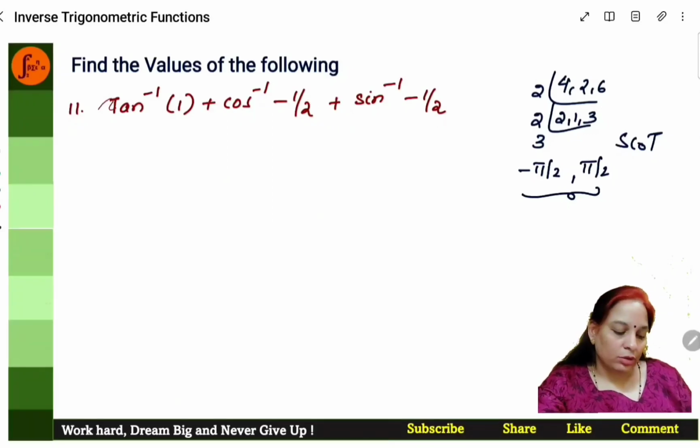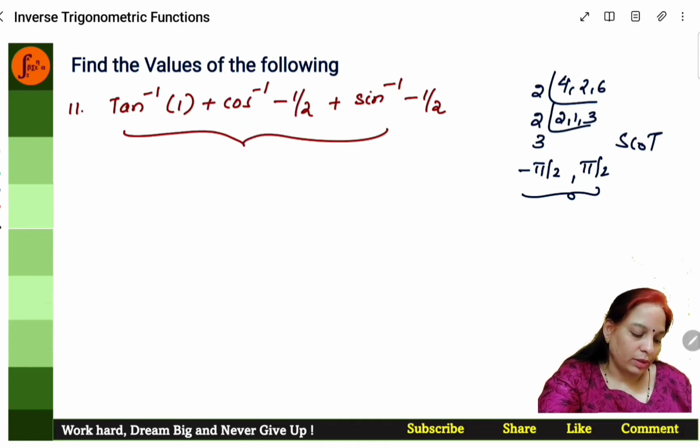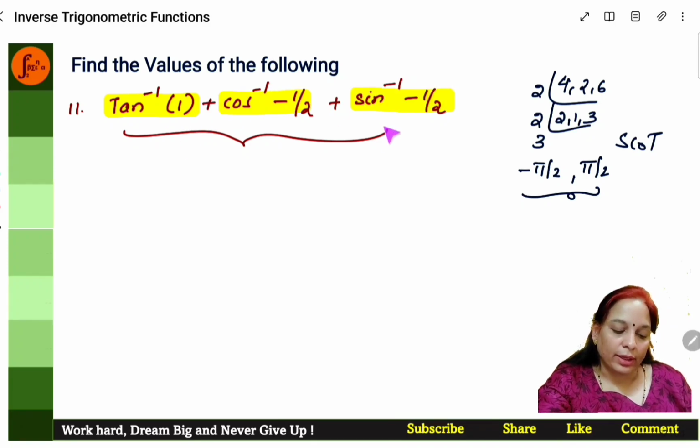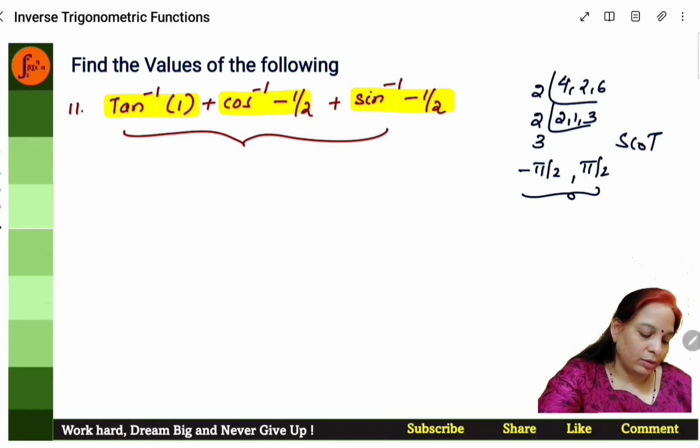Hi students, let's go to the second set of problems where we have to find the values of this expression. Individually we have to find the values of each of these trigonometric functions and then solve the entire expression. So we'll take one by one.